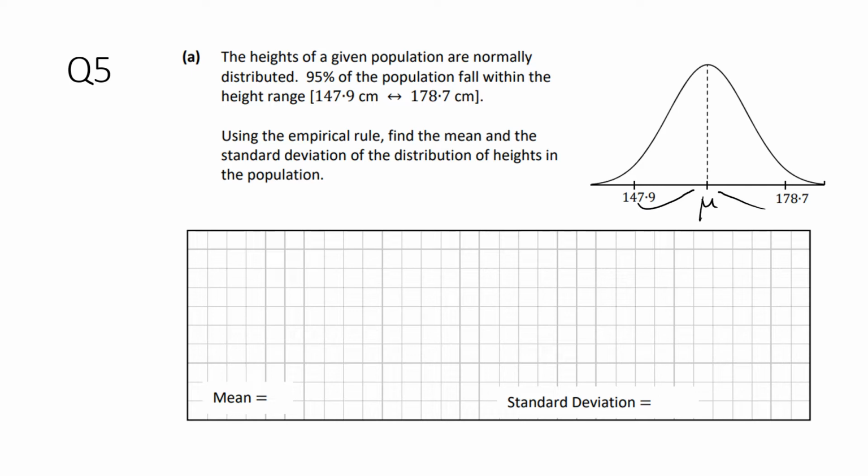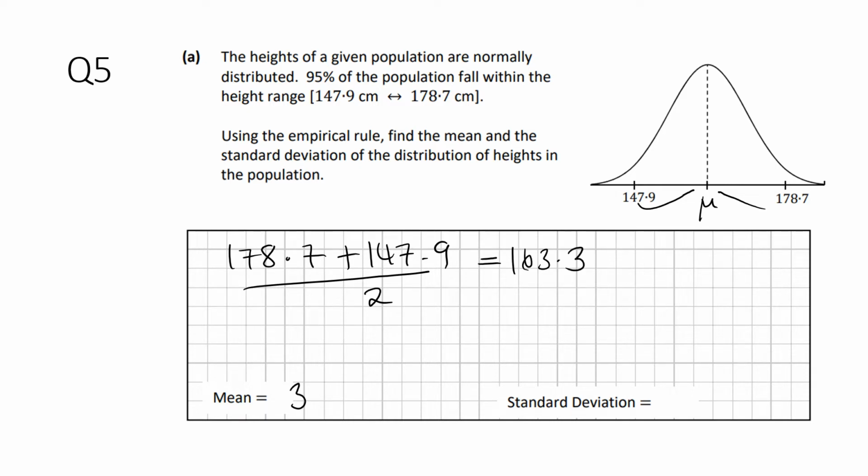So the best thing to do is just to add these two together and divide it by 2, and that will be your mean because it's halfway between the two, and that's 163.3. So that's your mean.